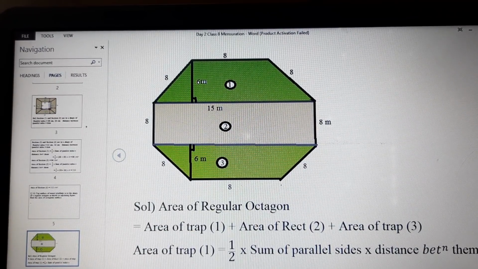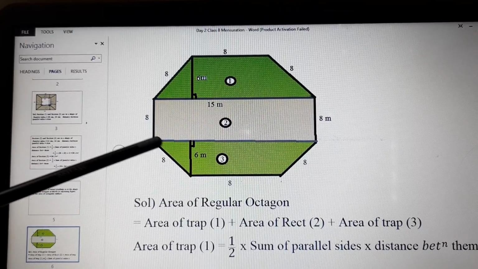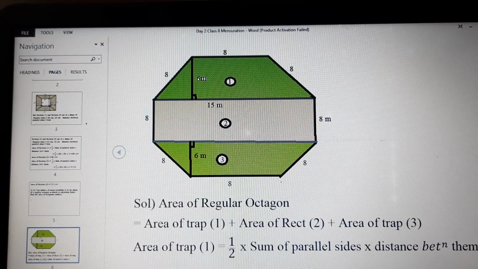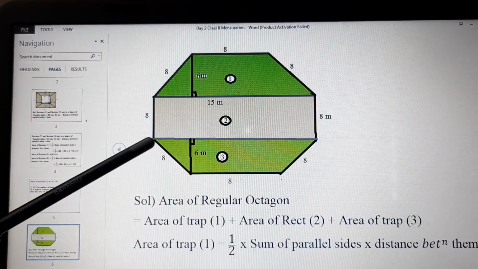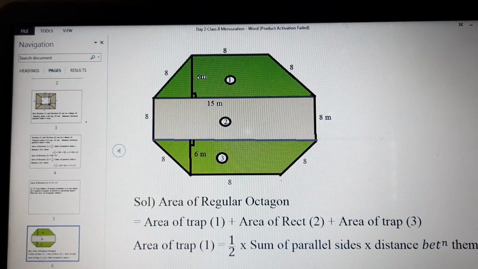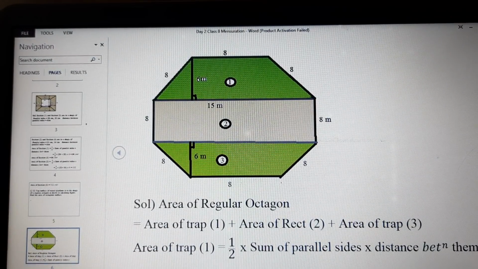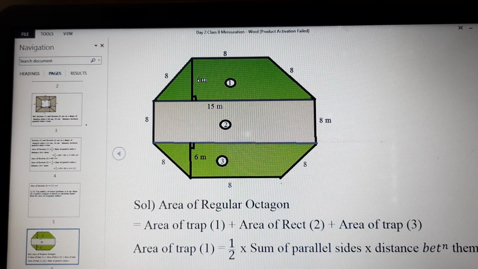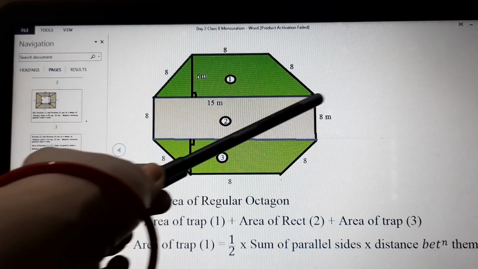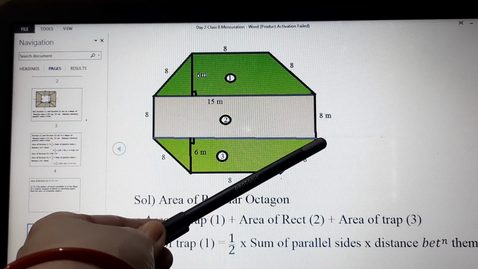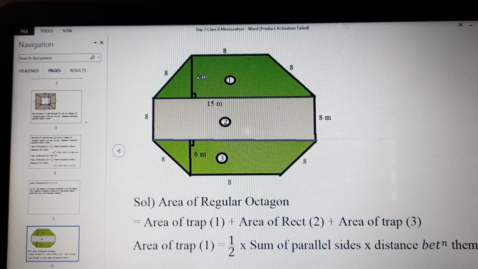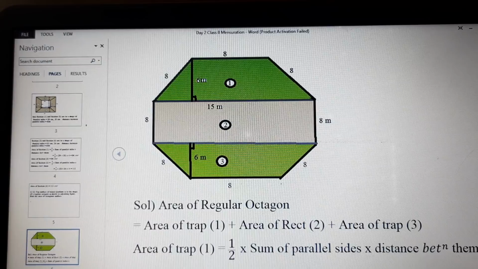Are you getting it? If we join this gray line, then section number 3 will also be a trapezium. This is 15. This will also be 15. Why will it be 15? Because it is a regular octagon. In case of a non-regular octagon, it will not be the same. But because this is a regular octagon, if this is 15, this will also be 15. And if we drop a perpendicular, it will come 6 meter, because it is a regular octagon. That is why. Fine.